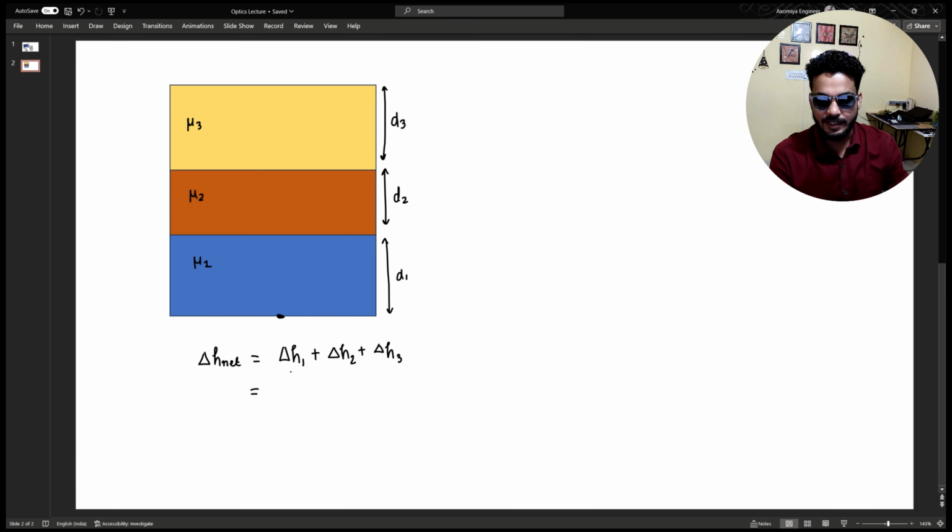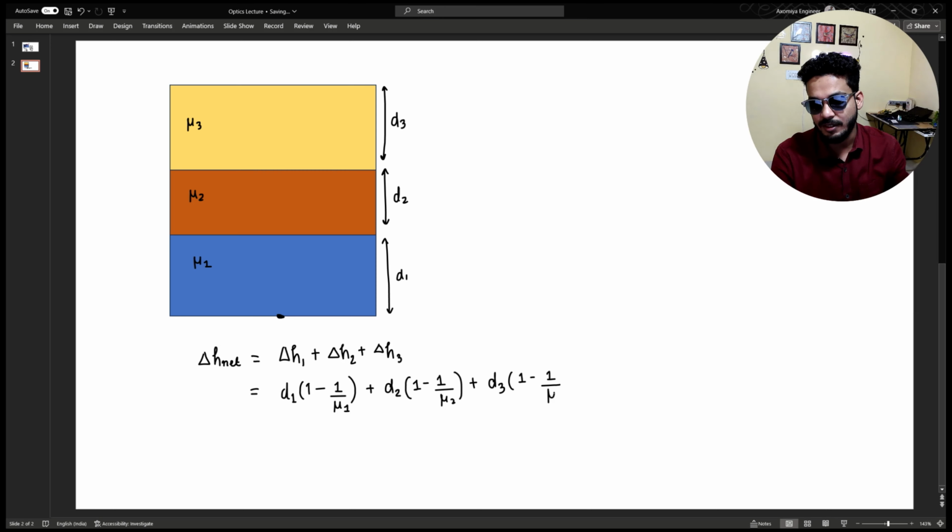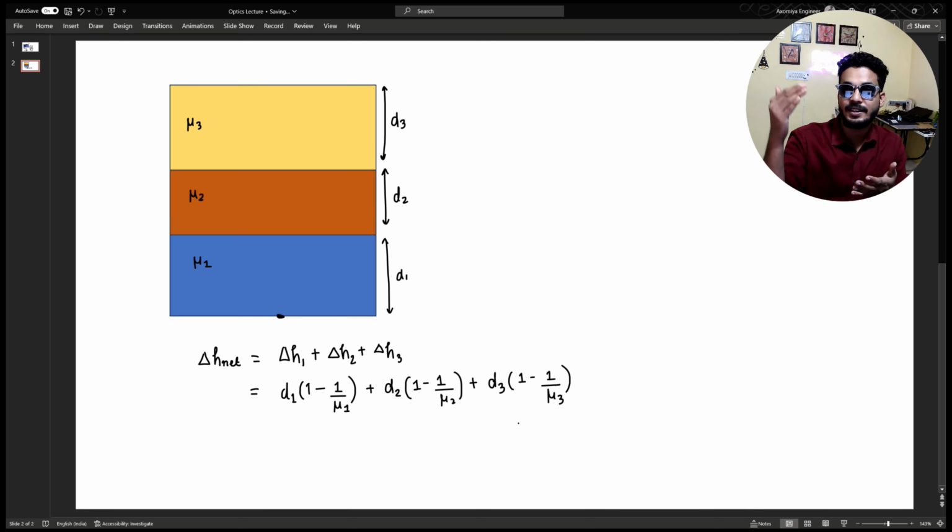So that would mean delta H1 would be just d1 multiplied by 1 minus 1 by mu1. That will be the shift because of the first layer. What about the shift because of the second layer? You just multiply d2 with 1 minus 1 by mu2, and the shift because of the third one would be d3 times 1 minus 1 by mu3. If you are dealing with a question which has an object at the bottom of 3 different layers, and you want to find out the net shift in the upward direction, you can add all the individual shifts because of each layer.